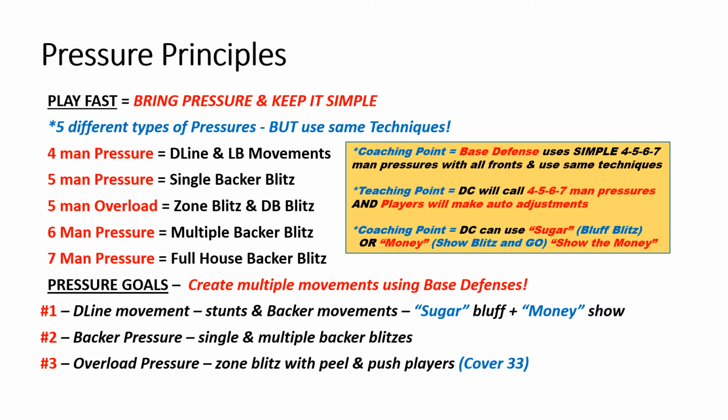So pressure goal is real simple. We want to create multiple movements for the offense, but we're going to do it from our base defenses, so it's simple. D-line movement and stunts, again, we're going to be able to sugar and show the money. We can bring backer pressure, single and multiple, and secondary, and then last is that overload where we can start to do zone fire blitzes, but peel and push players. Something you'll see is a cover 3, 3 deep, 3 under still, bringing 5.